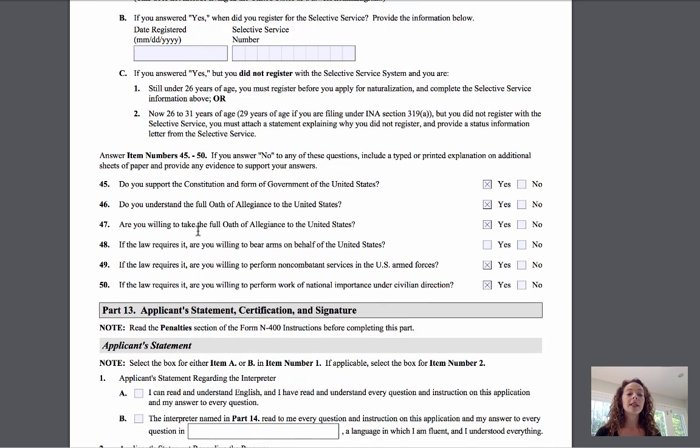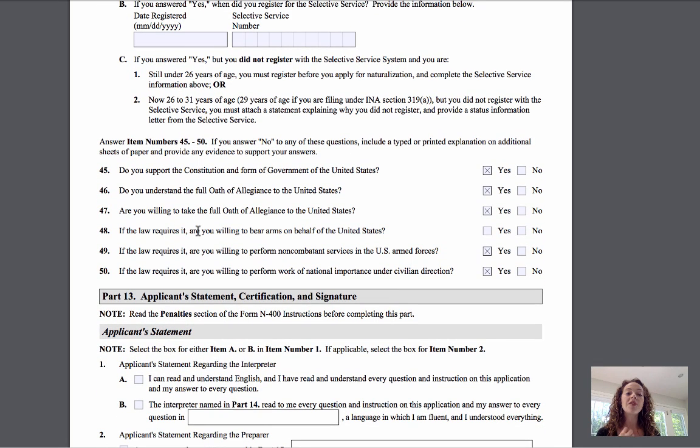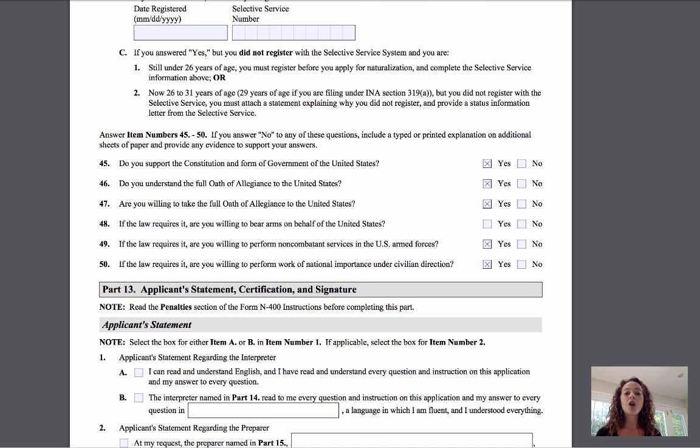All right. Let's go down here to items 45 through 50. Most of these are going to be yes, or all of them technically should be yes. However, if you answer no, you're going to need to include a typed or printed explanation on additional sheets of paper and provide any evidence to support your answers. All right, so number 45, do you support the Constitution and form of government of the United States?